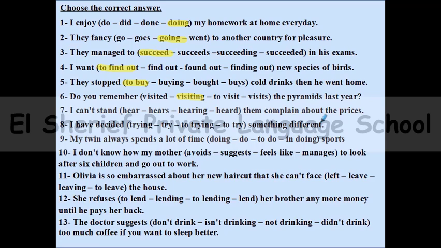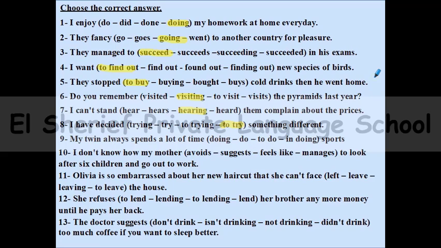So number 7, I can't stand blank them complain about the prices. So can't stand is one of the verbs which are followed by ing. Can't stand hearing. Yes, great. Number 8, I have decided blank something different. So decided is one of the verbs which are followed by, yes, you're right, to plus infinitive. So number 8, to try.